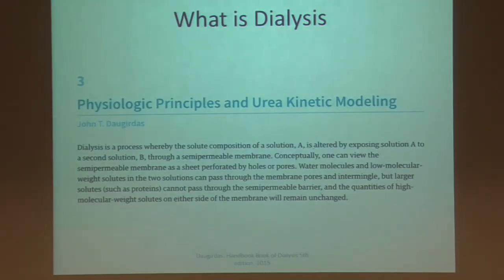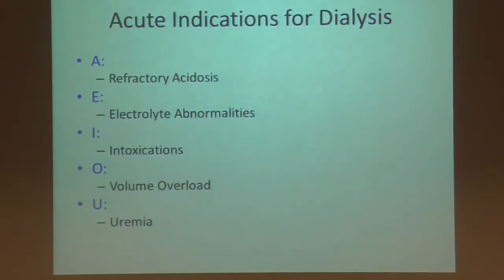So what is dialysis? Essentially, it's a process where you have a solution A run against solution B, and you alter the composition of solution A. The alteration takes place through a semi-permeable membrane. That's the dialyzer, or the kidney in your body. You want a semi-permeable membrane because you don't want everything moving out. It acts on molecules like sodium and potassium, while keeping out proteins so you don't lose albumin during dialysis.